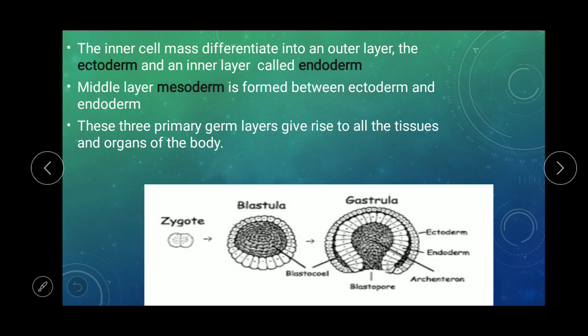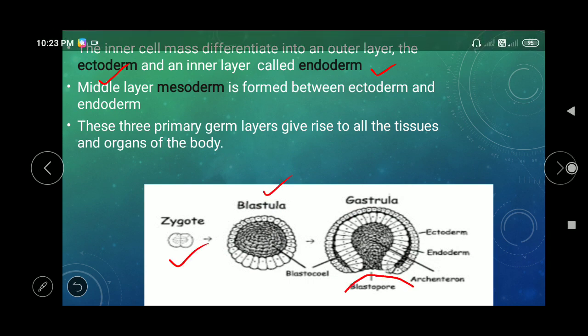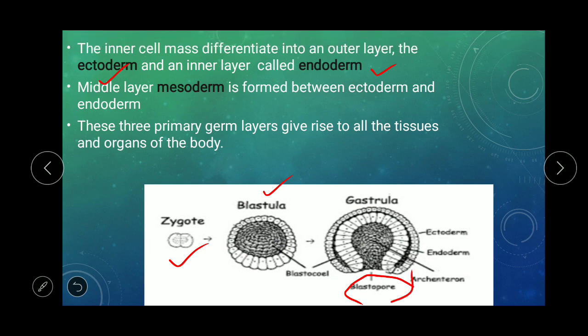Now what happens, as we have already discussed, the inner cell mass must differentiate. We already discussed the cells will undergo repeated division and they will be specialized, they will undergo differentiation to form the different cell layers. So they differentiate to form an outer layer called ectoderm, and the inner layer is called endoderm, and a middle layer is formed. Here you can see the diagram, this is the zygote, this is the blastula, and here you can see this is the blastopore, that is the opening of the archenteron. This is not in your syllabus.